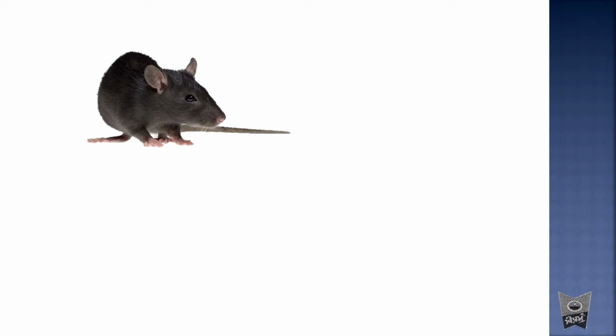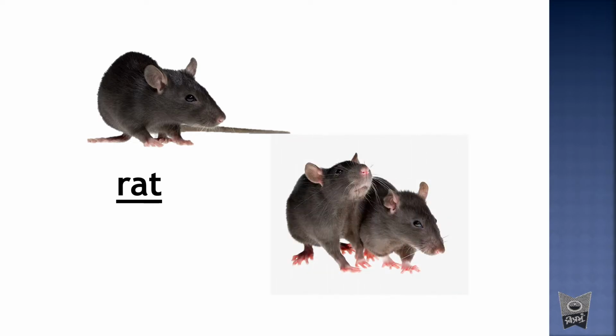What is the name of this animal? Yes, it is a rat. So how many rats are there? Yes, only one rat. So say one rat. And whenever there are more than one rat, what do we call them? Many rat. Can we call it rat? No. We have to add S. It will be rats. So one rat, many rats.